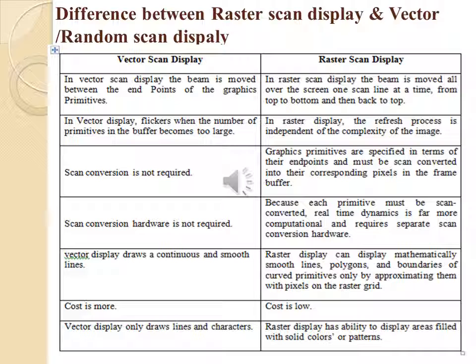In vector scan display, we draw continuous and smooth lines. In raster scan display, mathematically smooth lines and polygons are displayed.